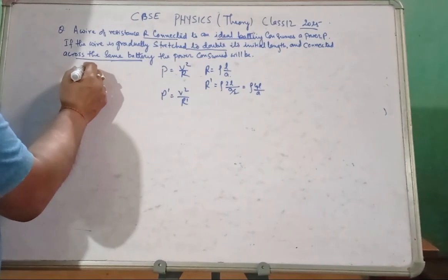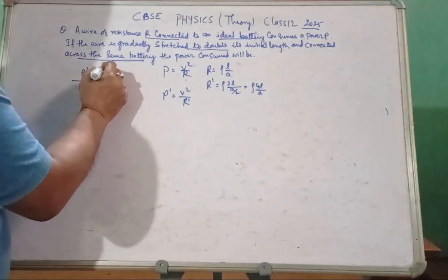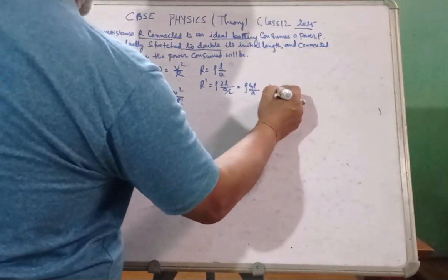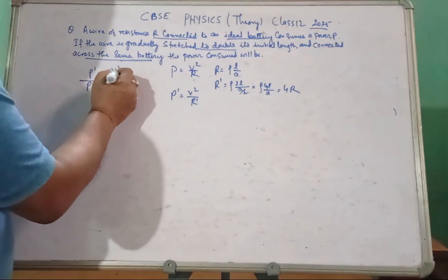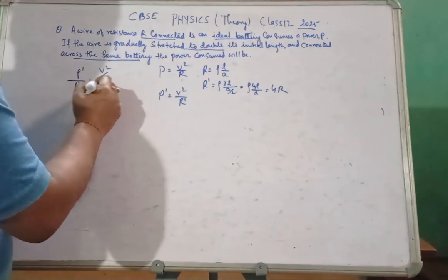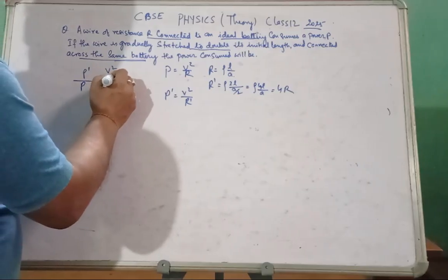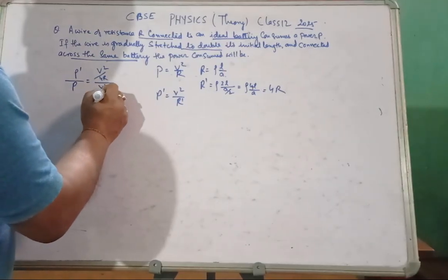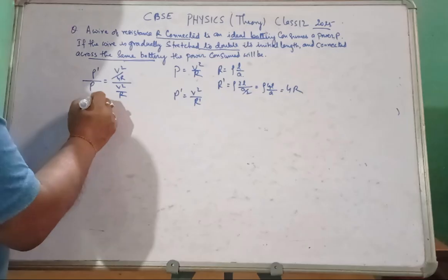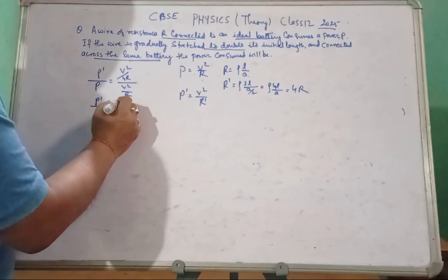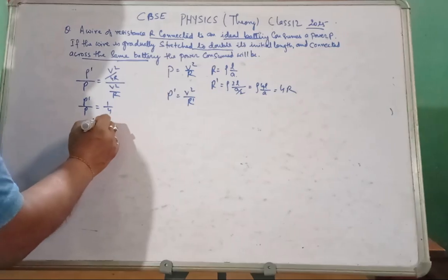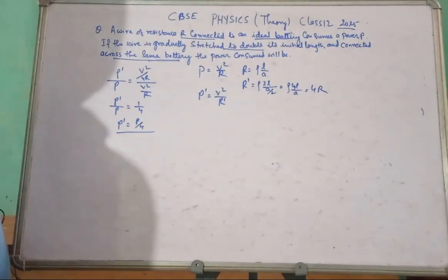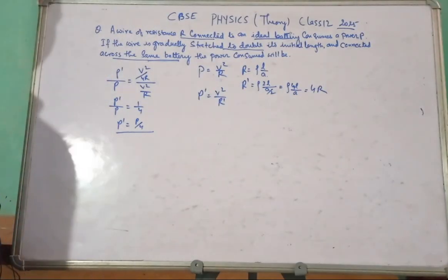So now P dash by P is equal to V square by 4R, divided by V square by R. So P dash by P is equal to 1 by 4. So P dash will be P by 4. This is your answer. This is a very simple question. This was the first question.